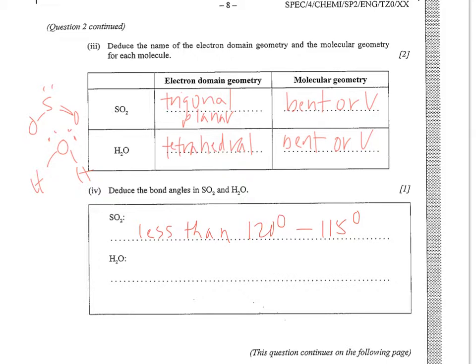H2O, tetrahedral, would be 109.5, so it's going to be less than the 109.5. Probably around 107 with 1 lone pair. So with 2 lone pair, maybe around 105, 104.5. That would be the range I would be looking for on this one.